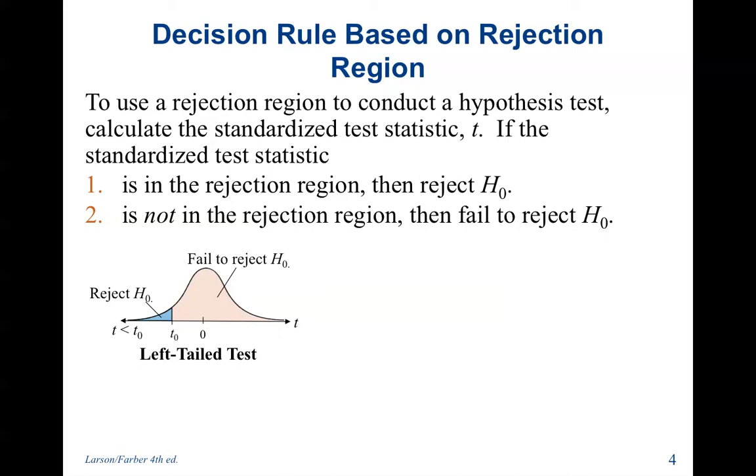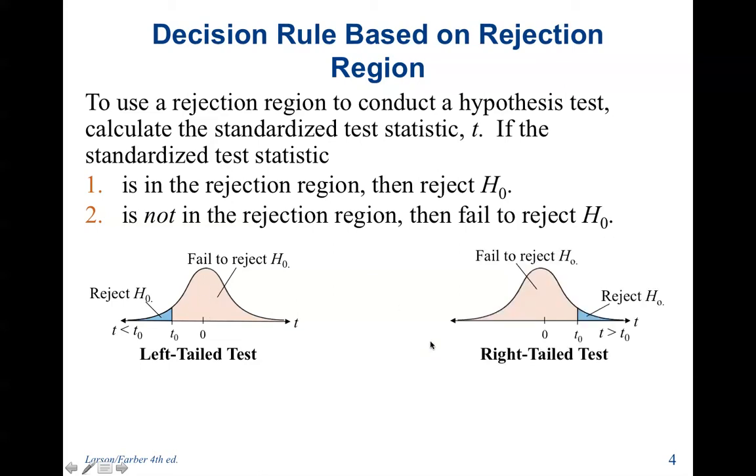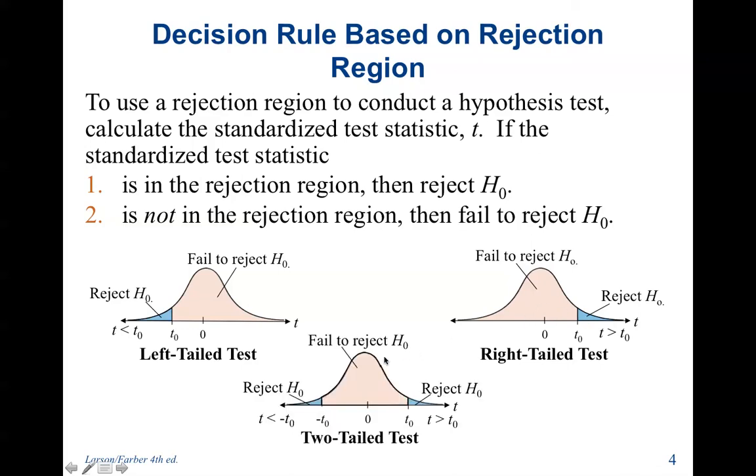All right, so here, if a left-tailed test, we're going to reject H0 if it falls in here, and we're going to fail to reject it if it falls in here. For a right-tailed, we will fail to reject if it falls in here, and reject if it falls in here. For a two-tailed, we will fail to reject if it falls between these two, but if it's in these areas, then we are going to reject H0.